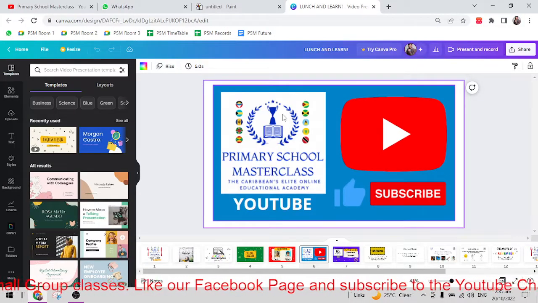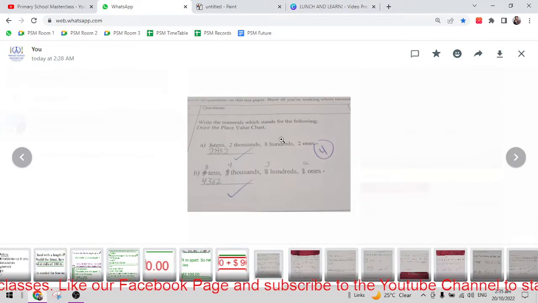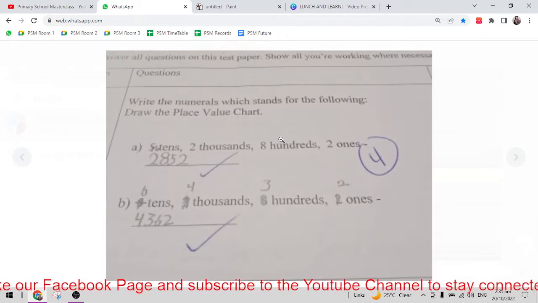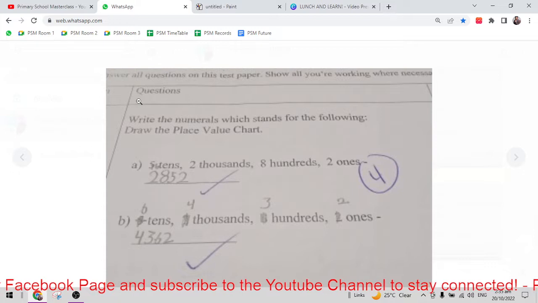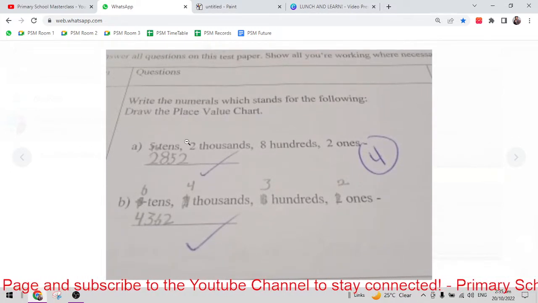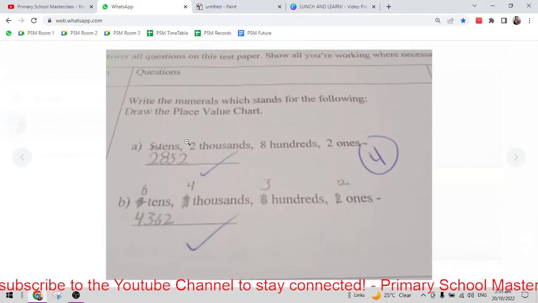Let's get straight into it. I'm not gonna waste any time at all. I did not share the name of the student, however, I am gonna go through her work. So this would be the first question on her paper. This is a standard 3 exam. And she got all correct, so I'm pretty happy with that.